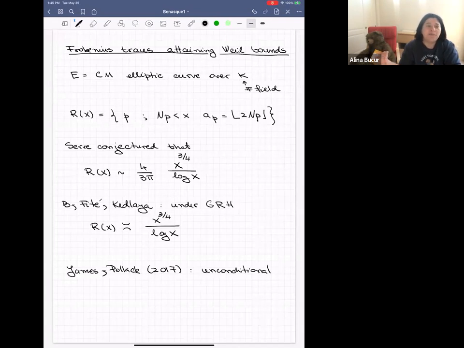And Serre conjectured that the asymptotic for this number as x grows is 4 over 3π times x^(3/4) divided by log x. So in this paper that I mentioned a moment ago, under GRH, we managed to prove that at least this is the right size.